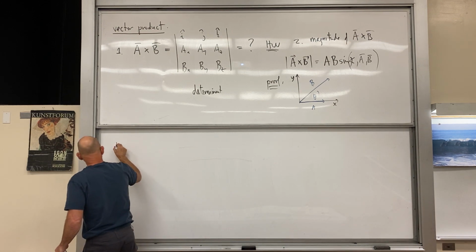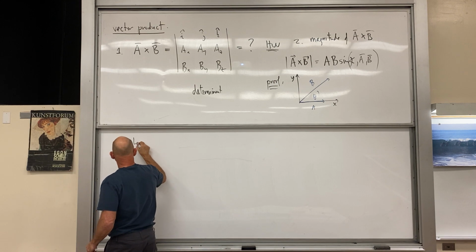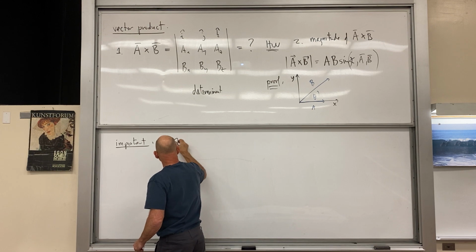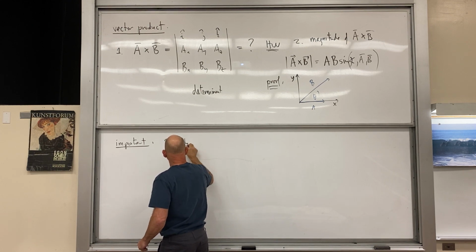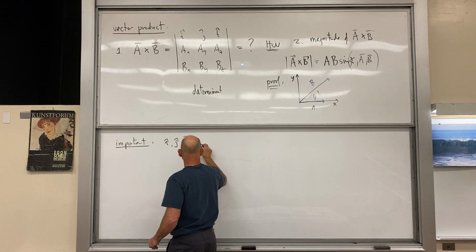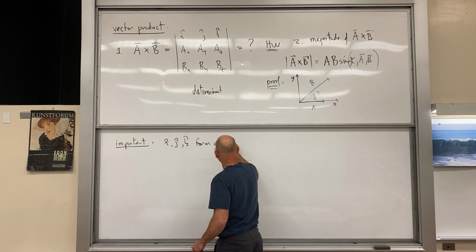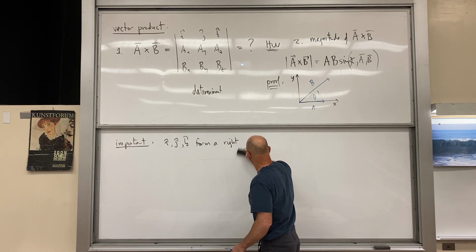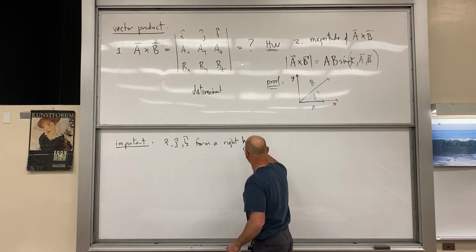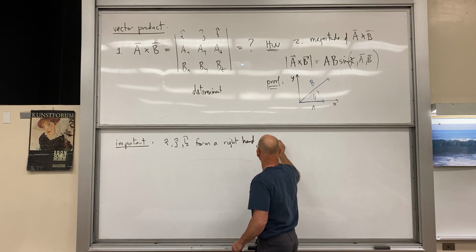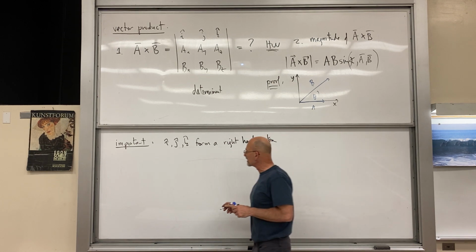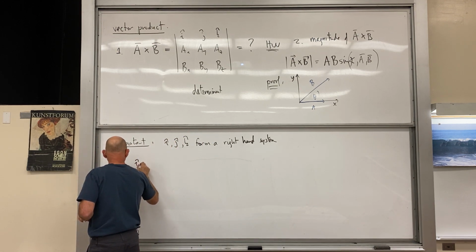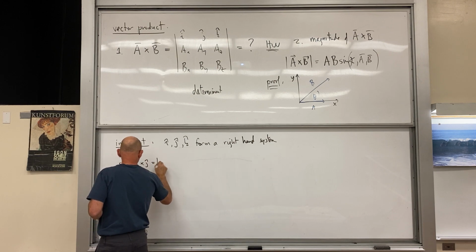So again, important note right here. I hat, J hat, K hat form a right-hand system. And what that means is the cross product. So I hat cross J hat equals K hat.